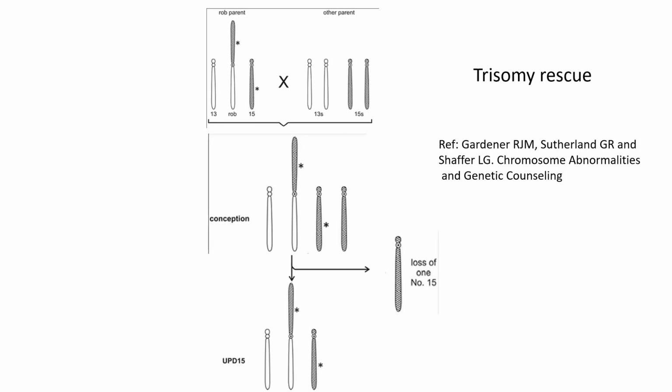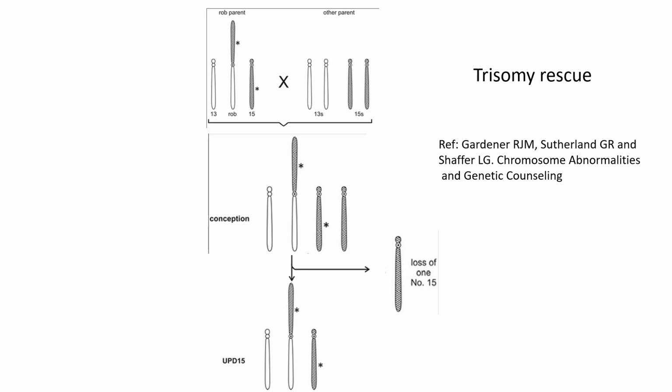Shown here is the mechanism of trisomy rescue. As you can see, there are two copies of chromosome 15 derived from the parent who is the carrier of the Robertsonian translocation, and one chromosome 15 from the other parent. So now you have three copies of chromosome 15, which is trisomy 15. When the zygote goes through the process of trisomy rescue, it can lose either one of the chromosome 15s.